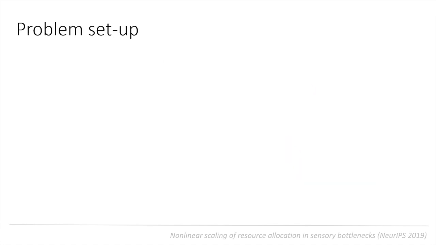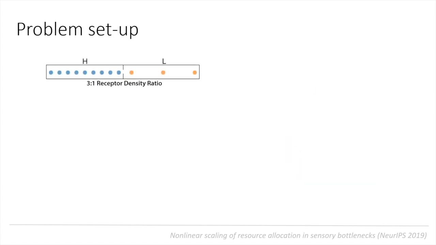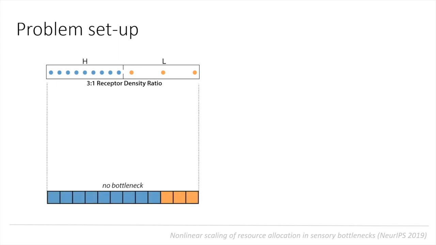In this example, we have a higher density region with 3 times as many input receptors packed into the same space as the corresponding low density region. If there was no bottleneck, then we might expect a one-to-one mapping of each receptor to an output neuron, leading to a proportional representation of the input region receptors.